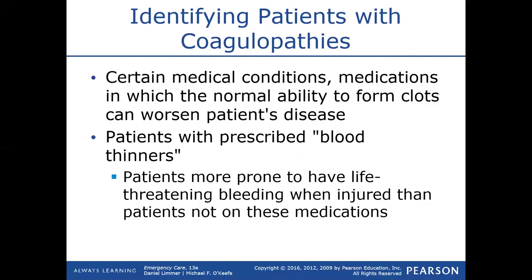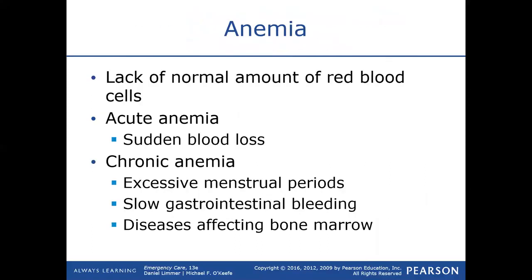Okay, so how do we identify patients with coagulopathies? Certain medical conditions and medications can affect the normal ability to form clots and worsen a patient's disease. Some patients can be prescribed blood thinners. They're not actually thinning the blood. What they're doing is making it more slippery, and they make it harder for the body to form clots. Okay, patients are more prone to have life-threatening bleeding when injured than patients not on these medications. That's because your body isn't able to clot very well.